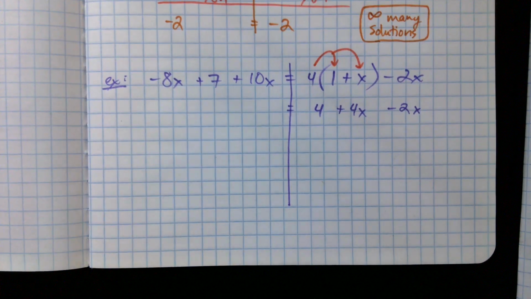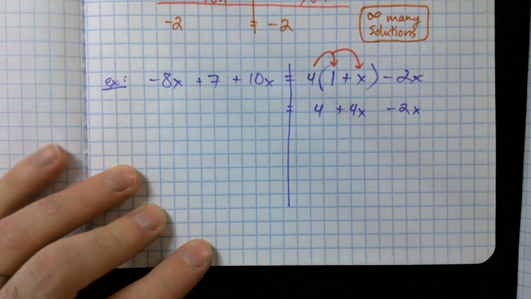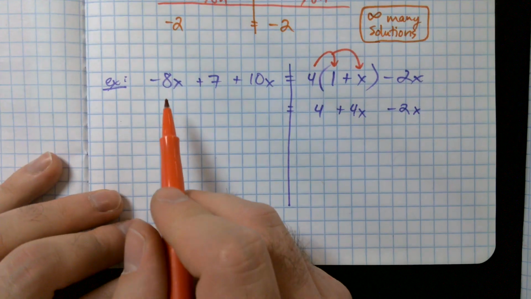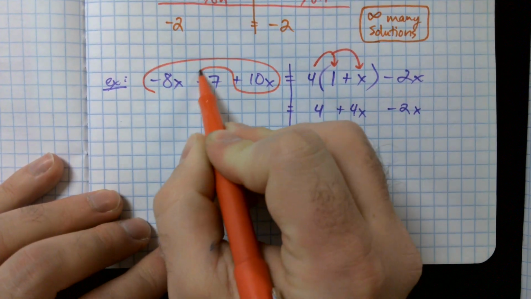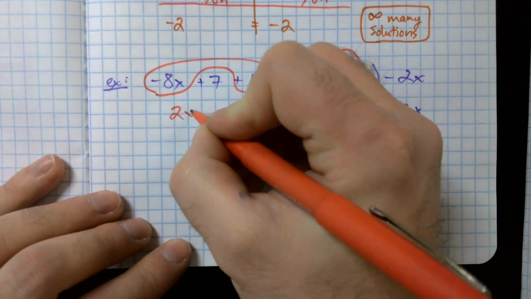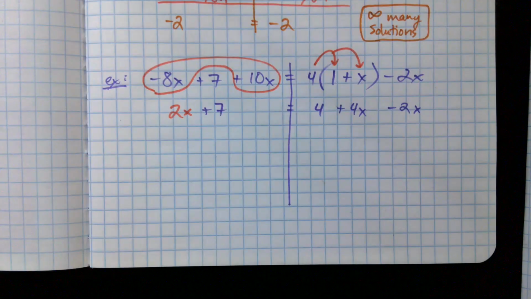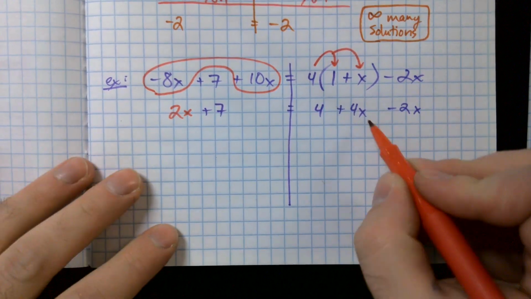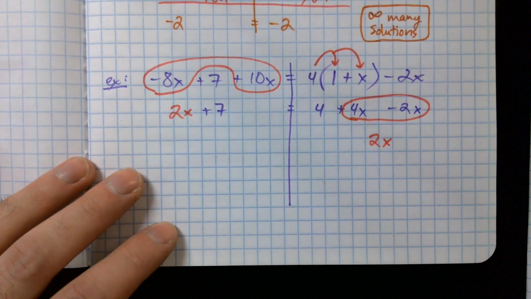What can I do on the left-hand side at the same time? Combine like terms. What are my like terms that I can combine? 4x minus 2. Ooh, I'm talking about the left side. Negative 8 and 10. Negative 8x plus 10x gives me 2x plus 7. What can I combine on the right-hand side now? 4x minus 2x, which gives me 2x.